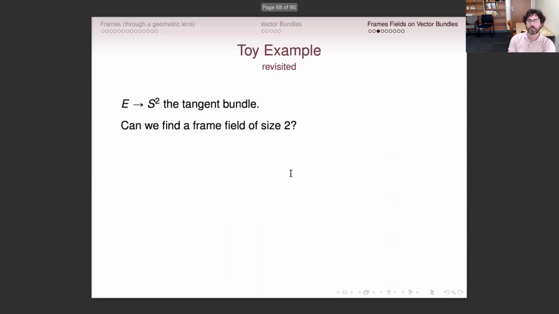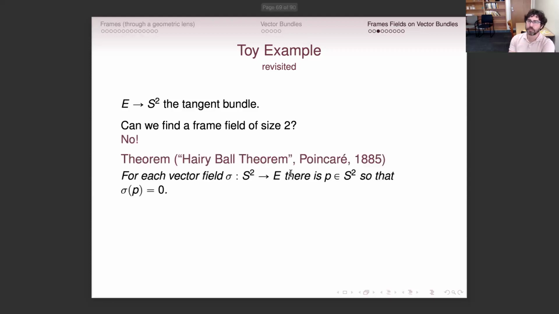Okay, so let's return to our little toy example. We have the tangent bundle of S2, so this is all the tangent spaces tangent to a two-sphere. A question you could ask yourself is, is it possible to find a frame field of size 2? What would that mean? That would mean at each point I have to find two vectors that span the two-dimensional vector space at that point. Or in other words, I have to be able to find a global basis for my vector bundle.